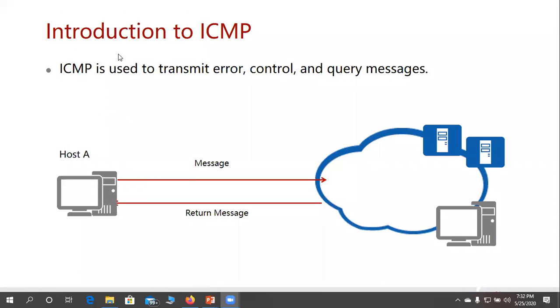Okay, so ICMP. This is another protocol which is used to transmit error, control, and query messages. All right. So you see here, when you want to test connectivity between these two PCs, you send a ping, and the ping has got two messages. It has an echo request and an echo reply. Okay, so we use ping to test connectivity to find out whether these two devices are reachable.